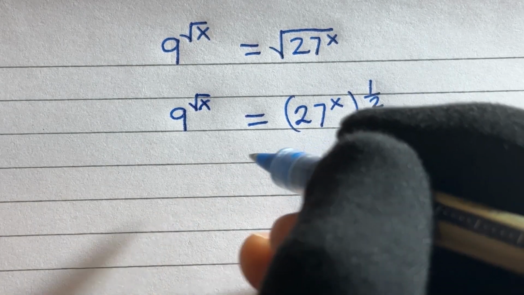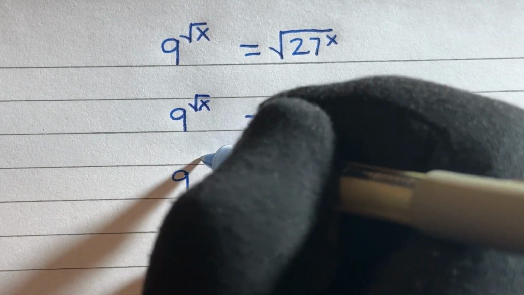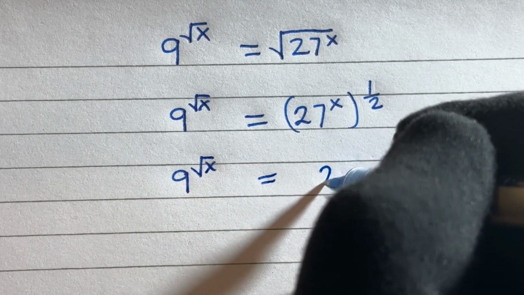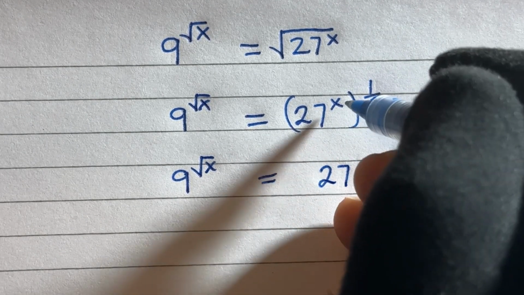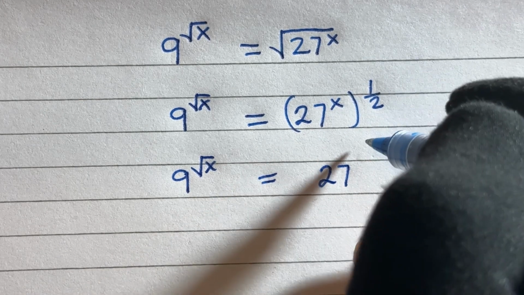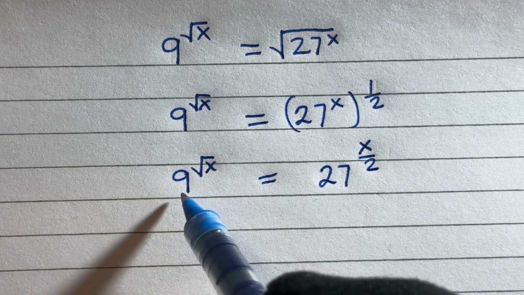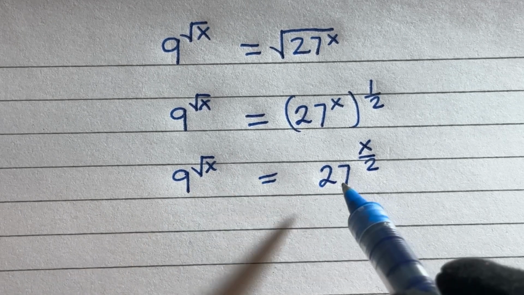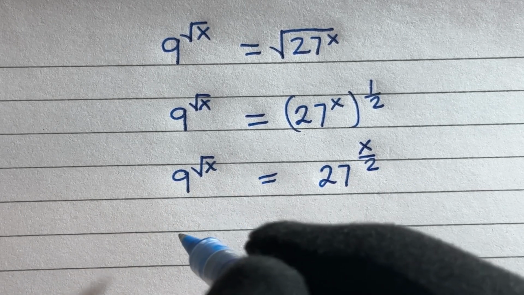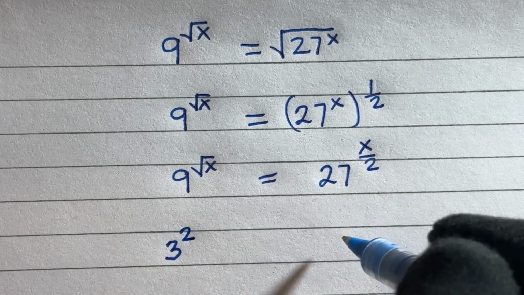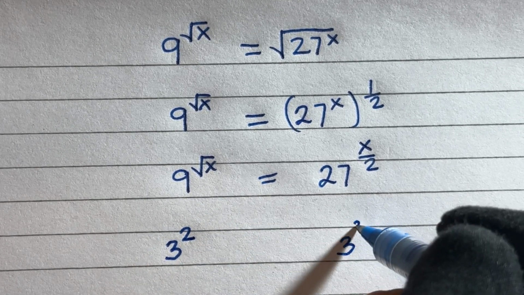This means that 9 raised to power root x is equal to all of this. 9 raised to power root x is equal to 27. I can open up this bracket and write this as x times 1 over 2, that is x over 2. This 9 itself, as well as 27, can respectively be broken down into 3 raised to power 2 and 3 raised to power 3.